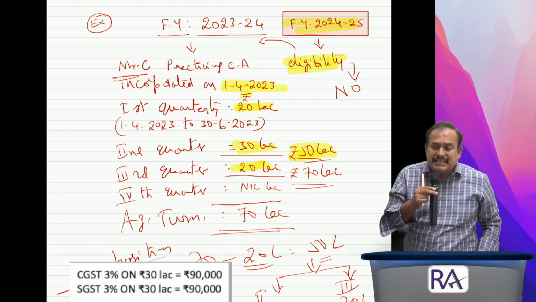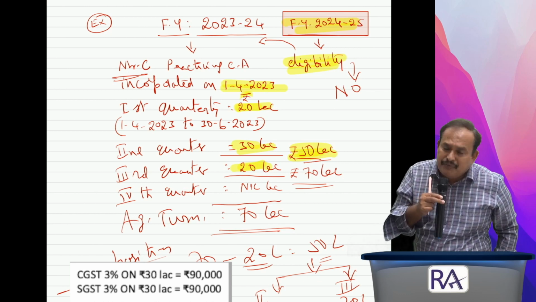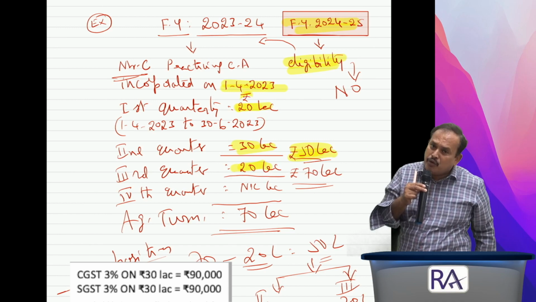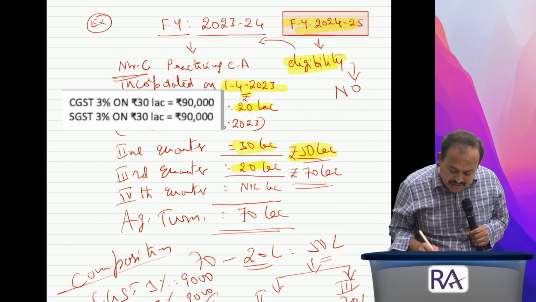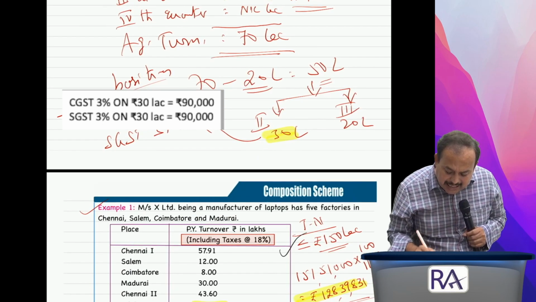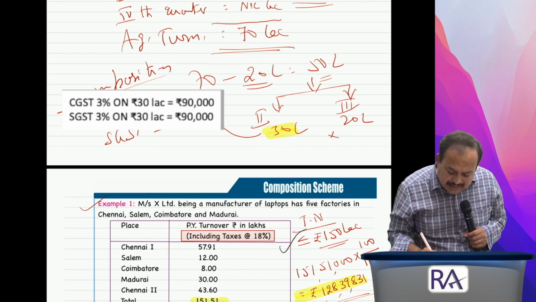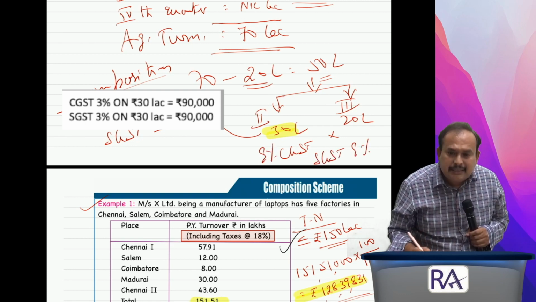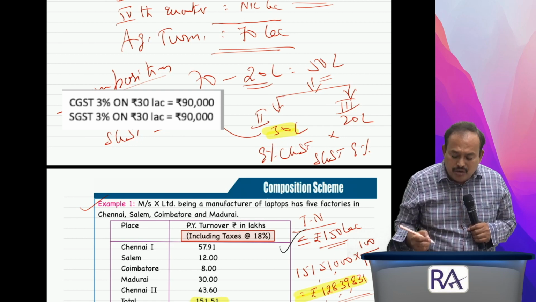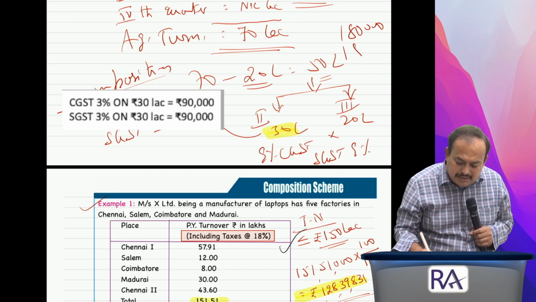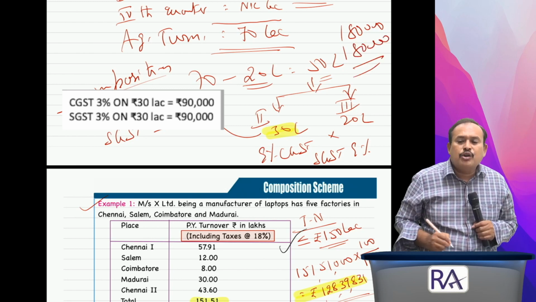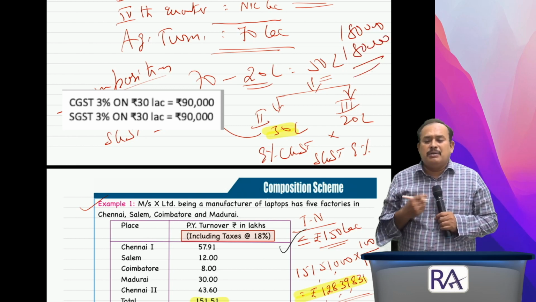So in the given case, you cross the 50 lakhs of turnover in the current year 2023-24. Therefore, that quarter's turnover, how much is it? 20 lakhs. So the 20 lakhs will attract GST at the rate of CGST 9%, SGST 9% on 20 lakhs, which is 1,80,000 plus 1,80,000. You have to pay under the normal scheme as CGST and SGST.